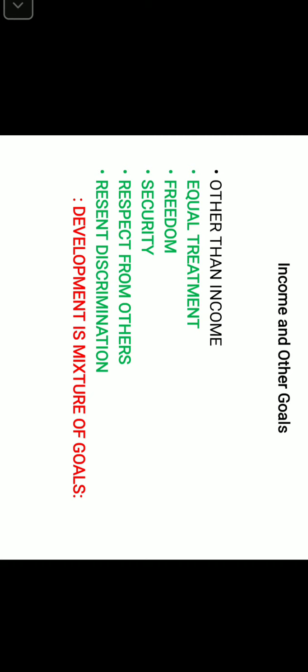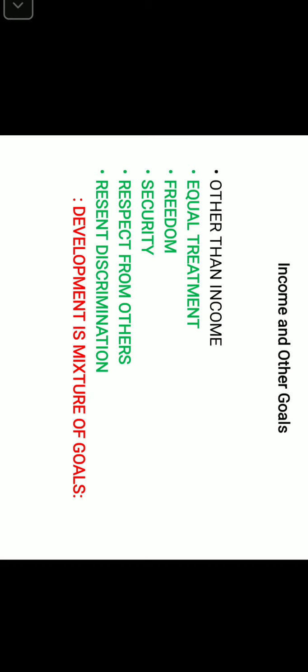If it is the only income, we find that many women working outside. Most of the women have good eligibility and good skills, but they are not able to work outside because there is insecurity, disrespect in the working place, so that they are not coming. That means they are not preferring the income. They want some satisfaction in the job.